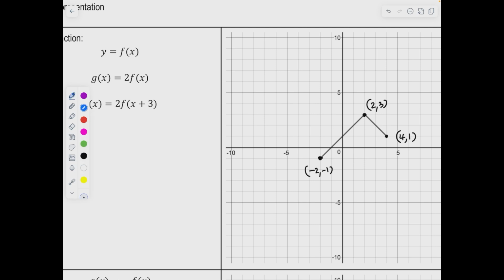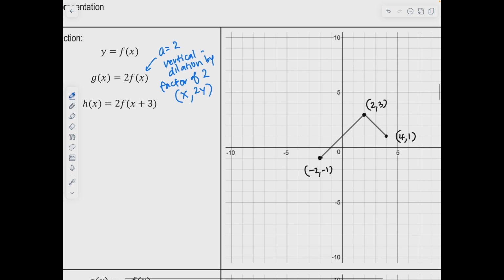So the first thing I want to do is a vertical dilation by factor of 2. So what that means is vertical dilation means you are doubling all the y values. It's a 2y. So what that means is 3 times 2 is 6. 1 times 2 is 2. Negative 1 times 2 is negative 2. 0 times 2 is still 0. So what's going to happen is it's going to look like this.